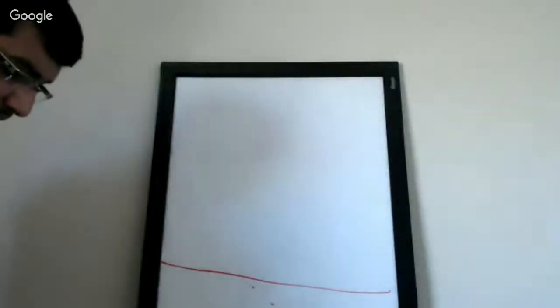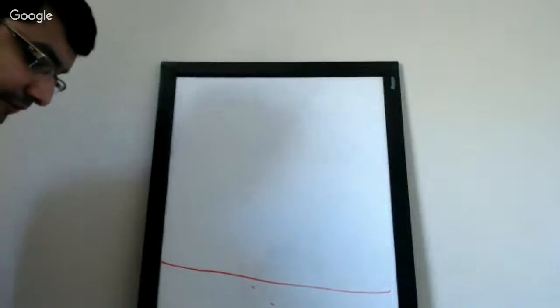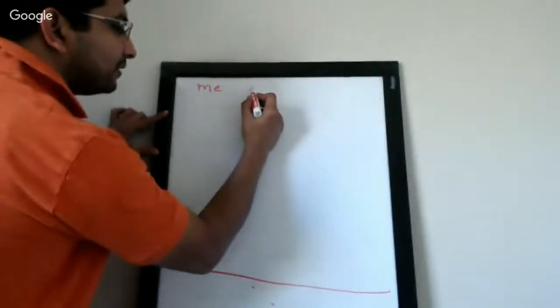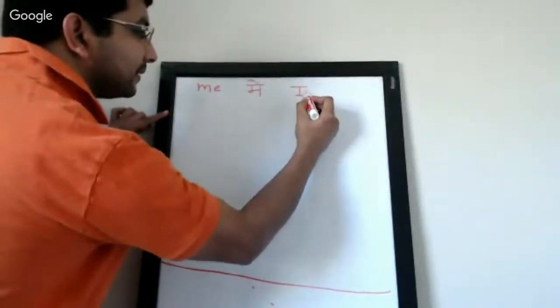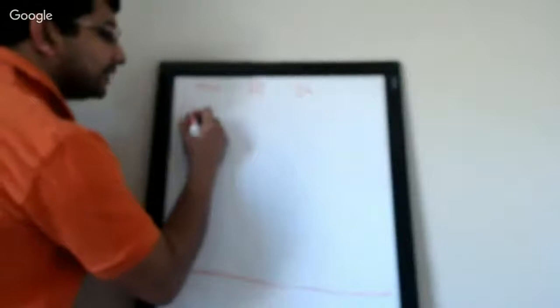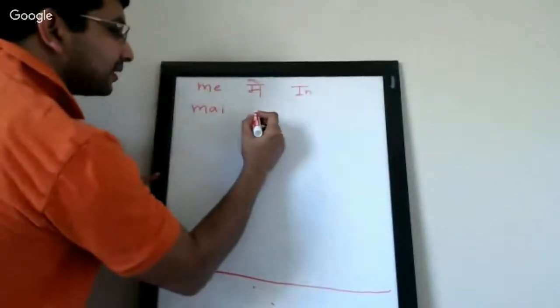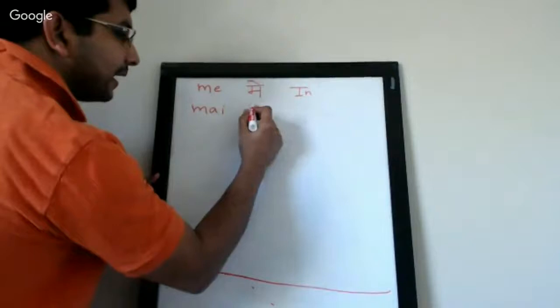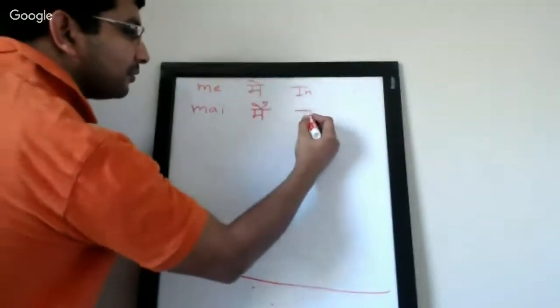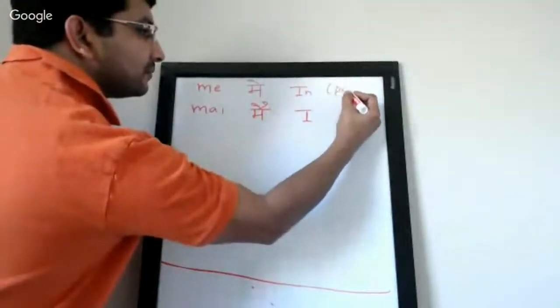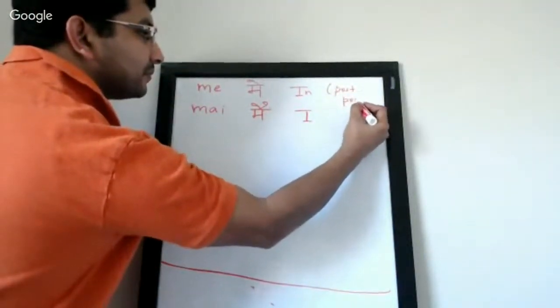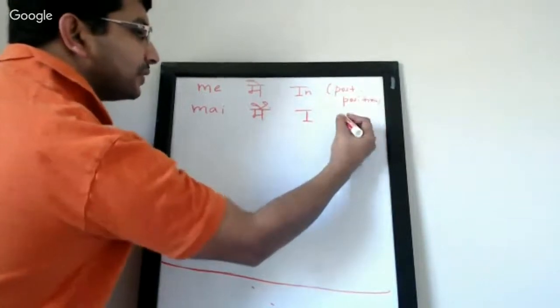The first one, where we left off last week, is mein. Most of you are already familiar with this postposition called mein, which means in. This is different from the other word: it may sound similar, but this one is main, which is your pronoun I. So this one is the postposition, and this one is the pronoun.